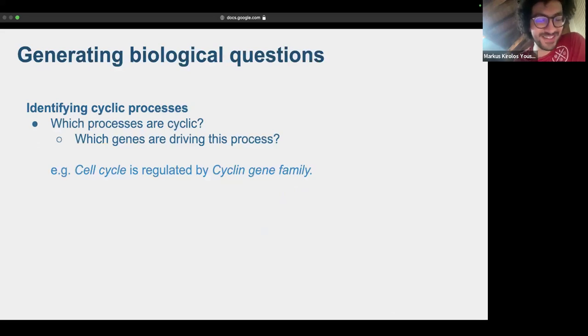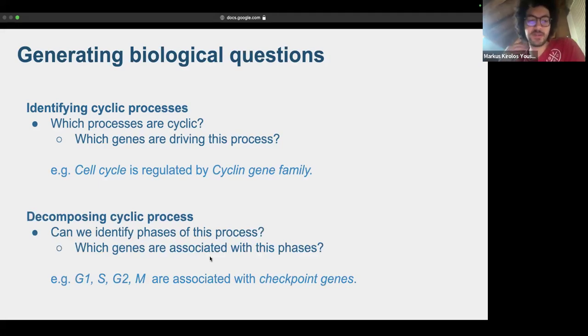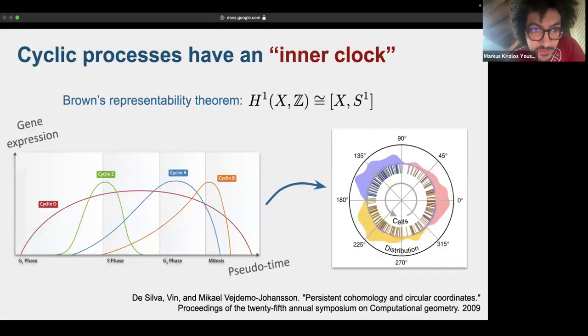But let's go back to pictures. So this project deals on the biological side with the fact that we want to find these cyclic cellular processes and decompose them, understand the different phases of these processes. The first part we do using persistent homology, and the second part we do using the Brown representability theorem, or what is often called circular coordinates, in analogy to linear coordinates of manifolds, right? Because a map from your space X to R is like a coordinate function on a manifold. But if you map to S1, it's like a circular coordinate.